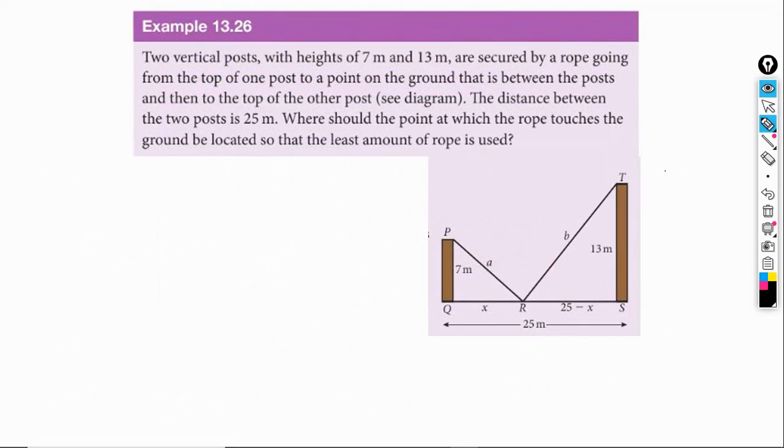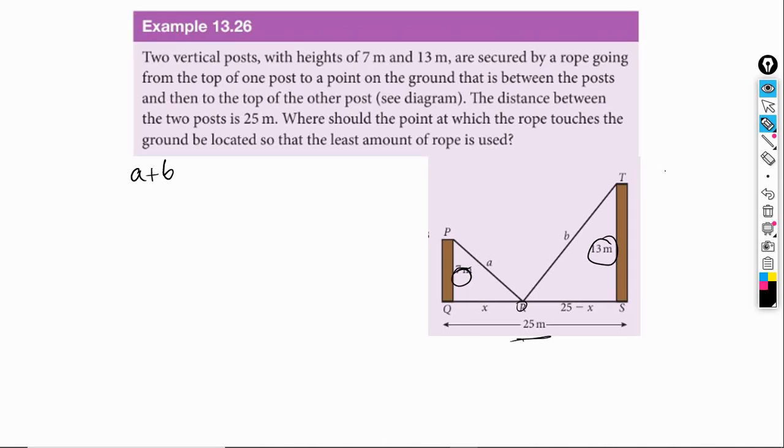Okay, so now we are in example 13.26, and it says two vertical posts with heights of 7 meters and 13 meters are secured by a rope going from the top of one post to a point on the ground that is between the posts. So that's the rope right here. It says the distance between the two posts is 25 meters. Where should the point at which the rope touches the ground be located so that the least amount of rope is used? So they want to minimize the length of A plus B. They want us to find a minimum for A plus B.